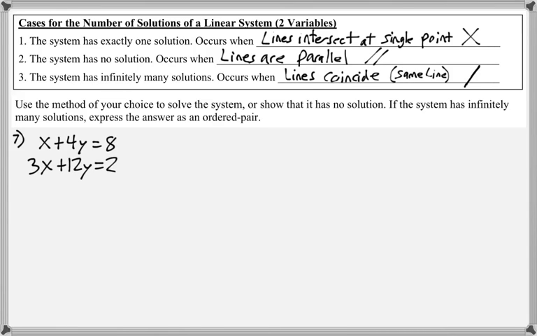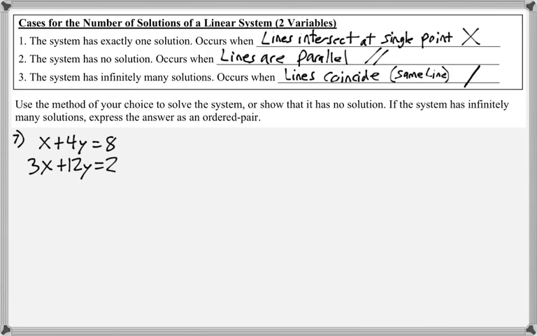So they want us to use the method of our choice to solve the system or show that it has no solution. If the system has infinitely many solutions, we need to express it as an ordered pair. And I'll talk a little bit more about what that means when we get to it. But I want to solve this, and I'll use the elimination method.